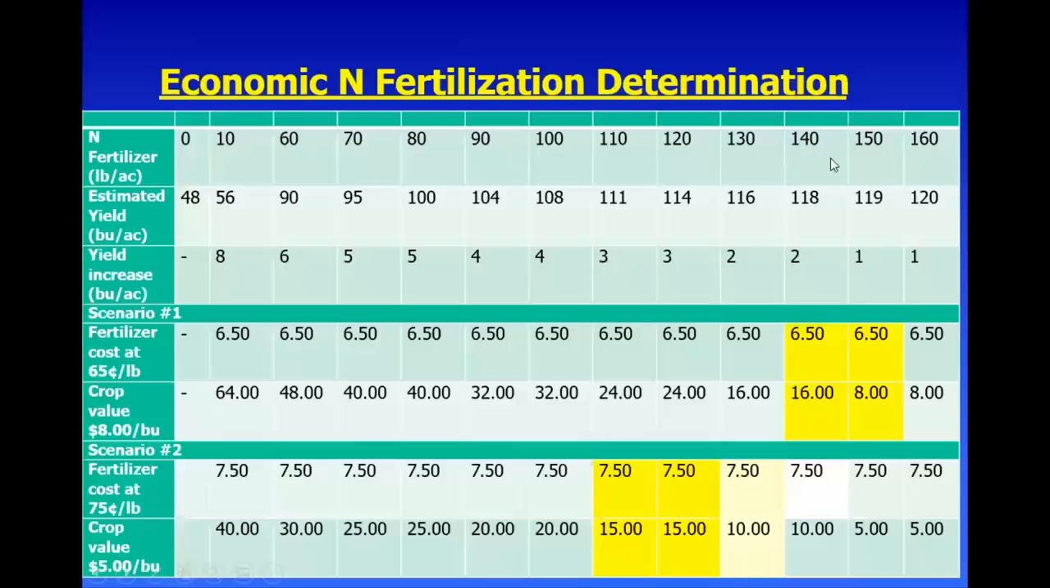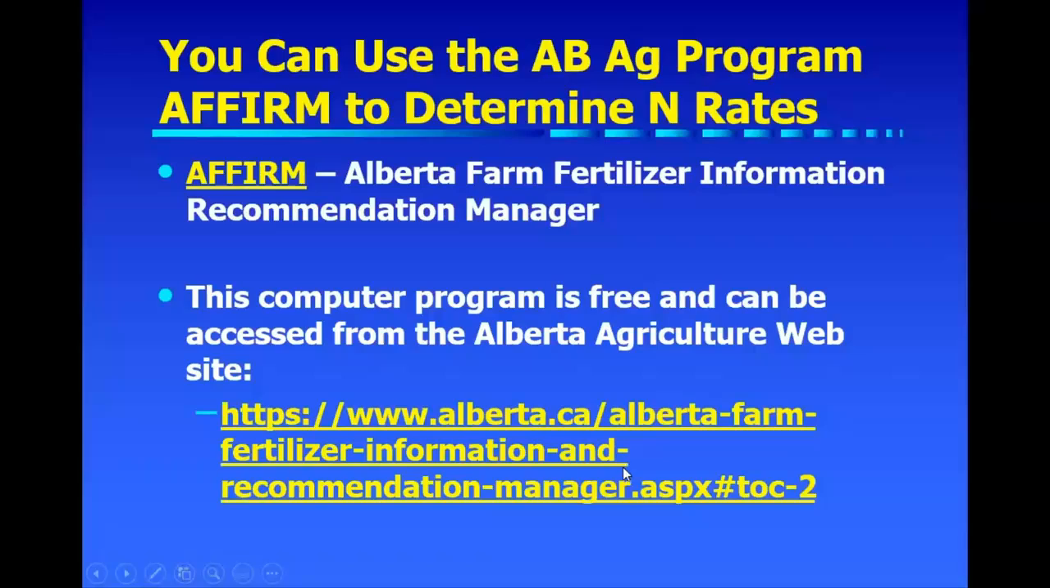In one case, we're looking at around 140 pounds of nitrogen fertilizer. In the second case, we'd be looking at maybe around 110 to 120 pounds of nitrogen fertilizer for the same crop in the same field, just different economics. This is the way I'd like to determine nitrogen fertilizer application. Now, how can you do this easily?